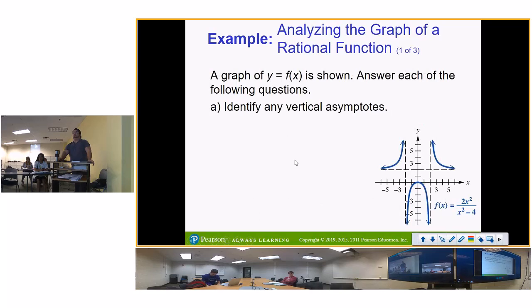There's the function right there. Now, here's what is the degree of each function? X squared. All right. So what is 2x squared divided by x squared? 2. That is your vertical what? Your horizontal what?